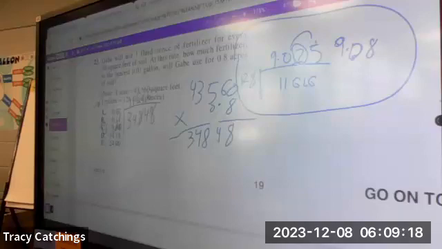So that was a multi-step conversion problem. Right there, above the 3-4, 1,161.6.